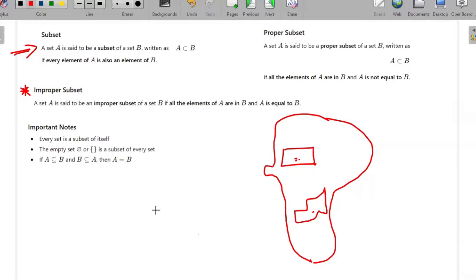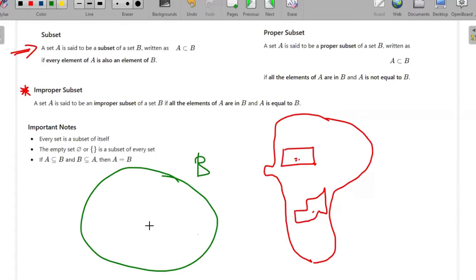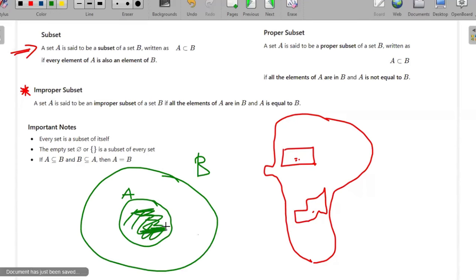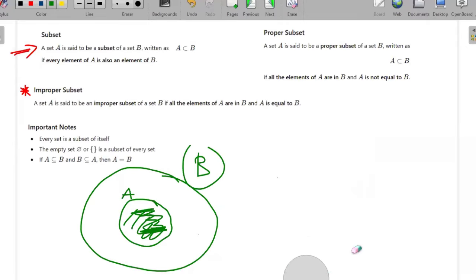Okay, so if we write it in terms of sets, we can say this is my set B here. And then inside the set B, I have this small set, let's say A. So you can see that whatever is in set A will also be in the bigger picture there. Okay, so A is actually a subset of what? Of B.